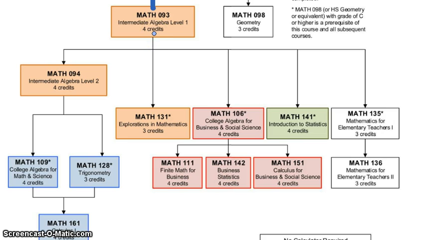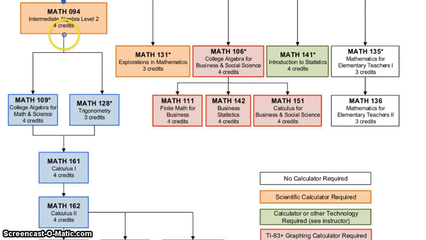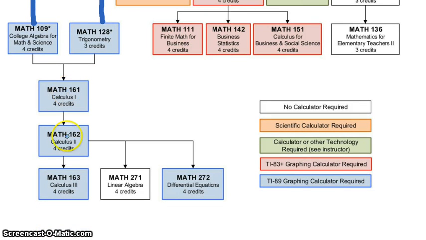The other option, or the other track, is for people going into the math science track. Once you've completed Math 093, if you're planning on going into one of the sciences or math or engineering, most likely you'll be going on to Math 094, Intermediate Algebra Level 2. Once that course is completed, then 2 different courses will open up for you, Math 109 and Math 128, College Algebra and Trigonometry, which then, once those are completed, open up the rest of the math science sequence. Calc 1, Calc 2, and then depending on what you need, Calc 3, linear algebra, and differential equations.